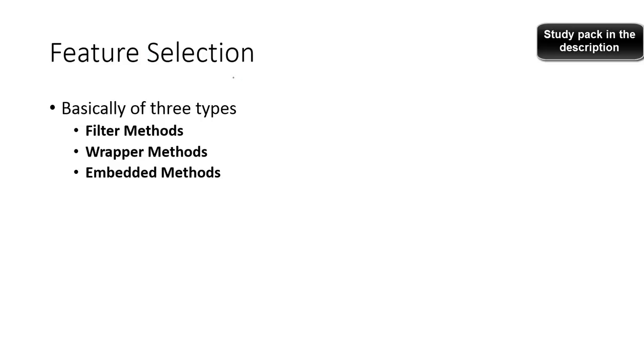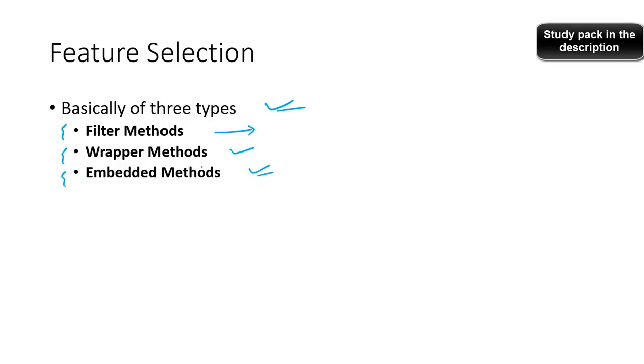Okay, so what are the feature selection methodologies available to us? This can basically be categorized into three types. The first one is filter methods. The second one is wrapper methods. The third one is embedded methods. These are groups of methods, and there are several techniques within each one of these groups.